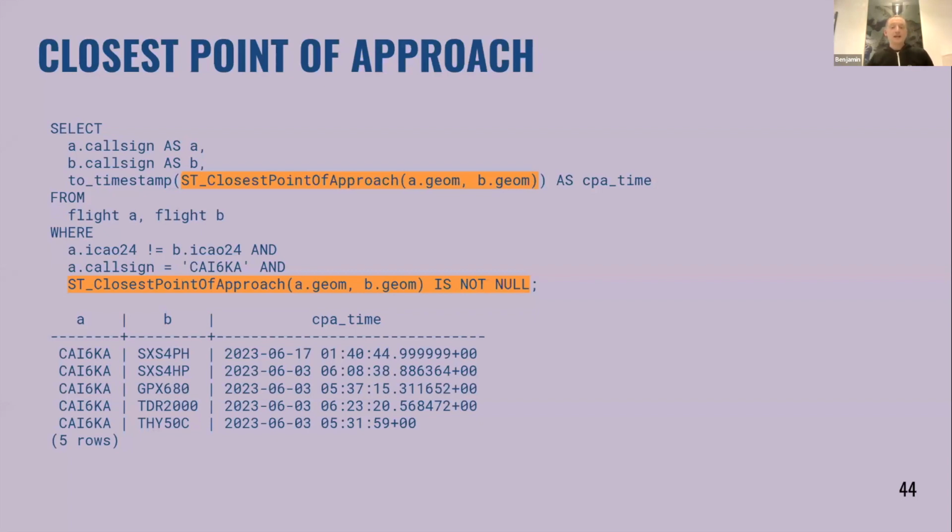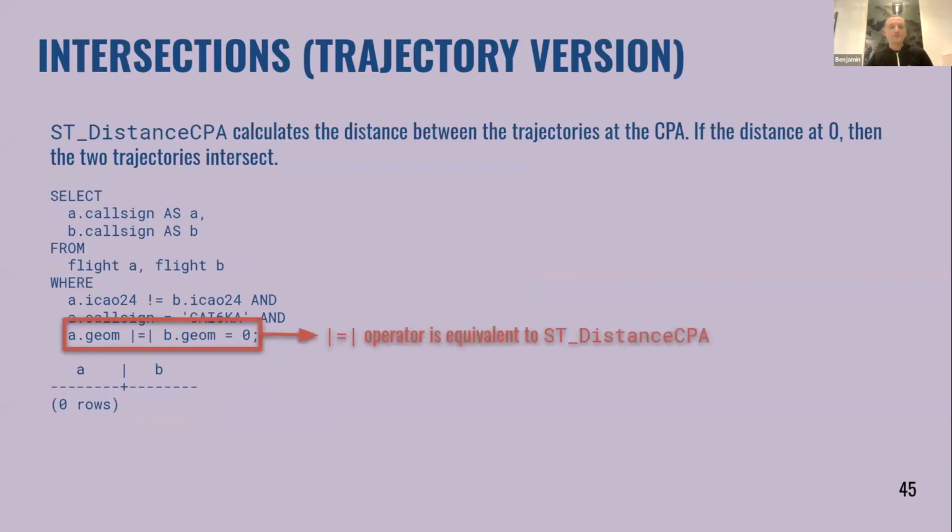So in this data set that I had in my database, when I ran and said, can you find the closest point of approach for a particular aircraft with all the other airplanes, it gives you back a set of times at which they were closest to one another.